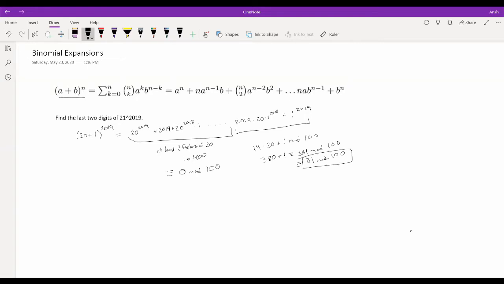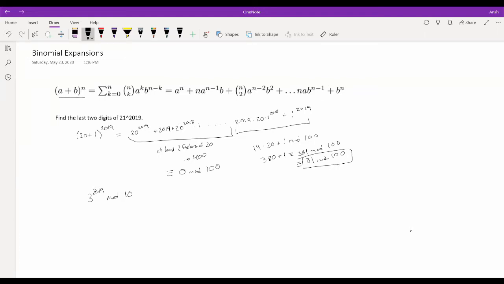All right. So now let's say we want to find 3 to the 2019 power. Well, at first you might think we can do the same thing, just use binomial expansion. But since it's 3, there's no really nice binomial expansion because we can't write it as a multiple of 10 plus a very small number. Earlier it was nice because 20 is a multiple of 10, so we could just cancel out a lot of the terms.